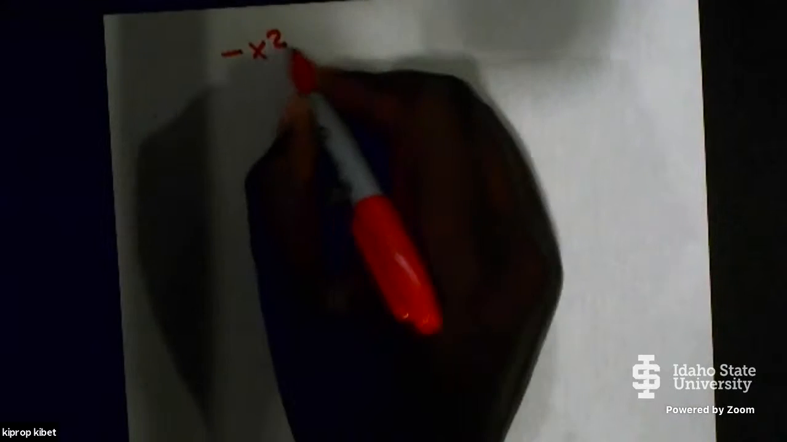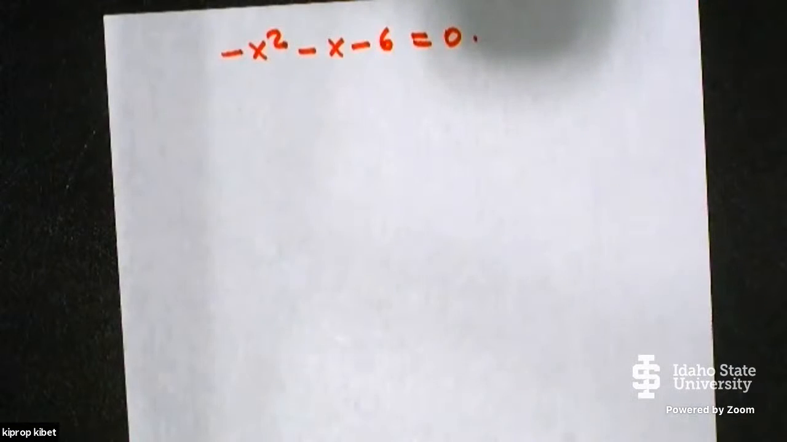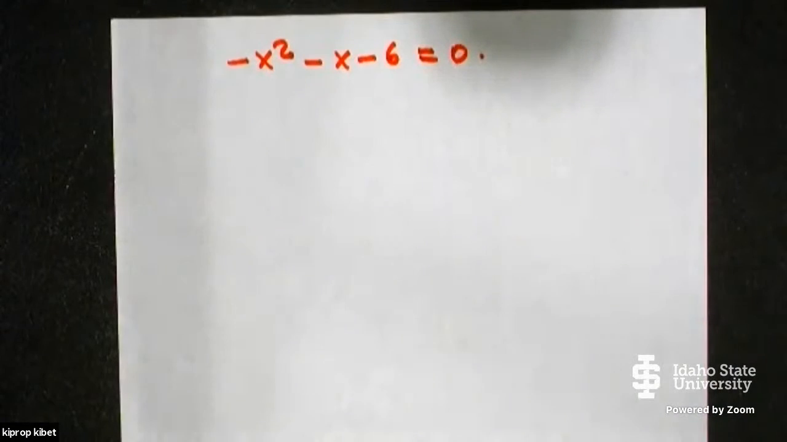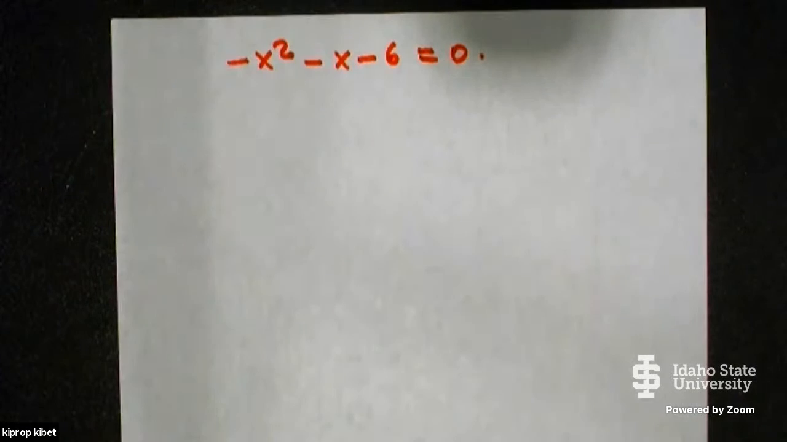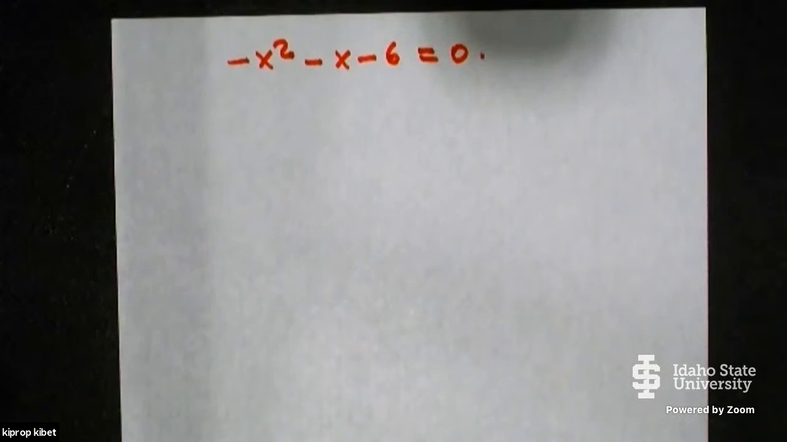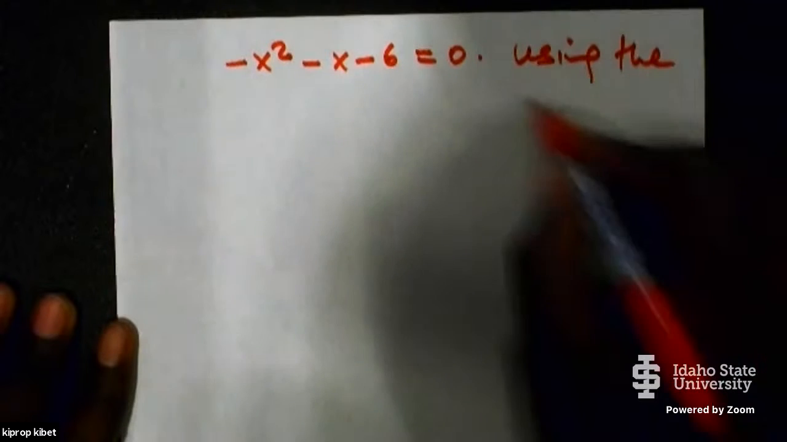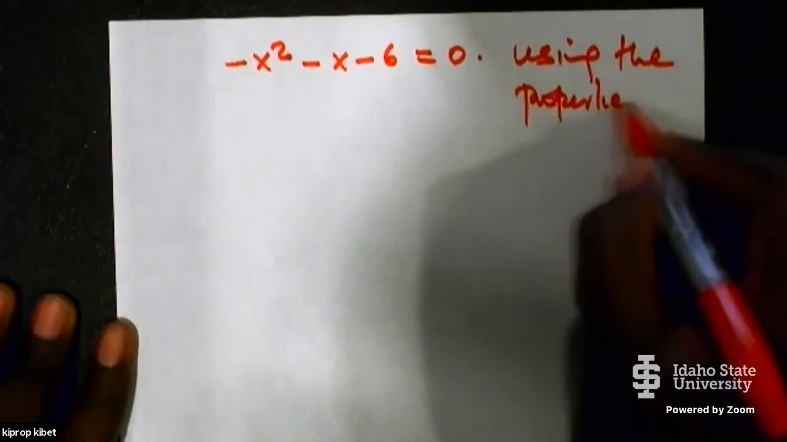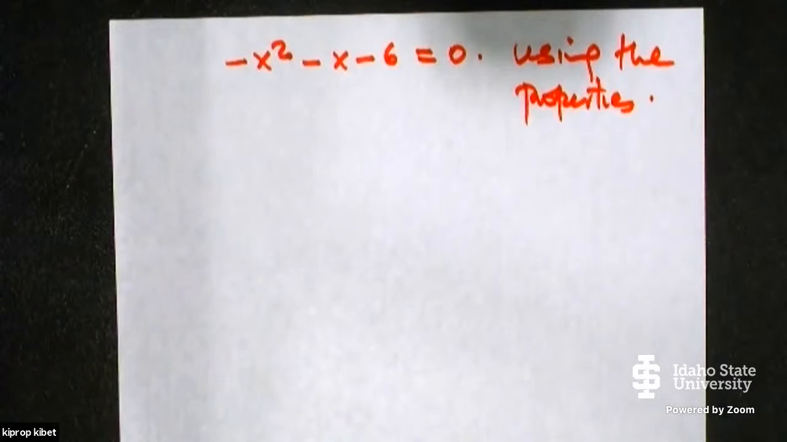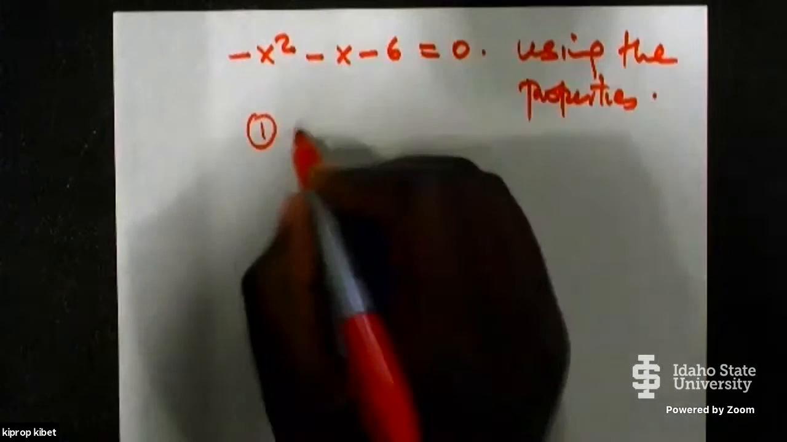Minus x squared minus x minus 6 equals to 0. So I will tell you to graph this quadratic equation, first of all, using the properties. And what were those properties? One question will be, find the what?